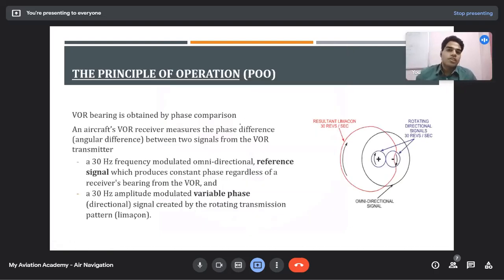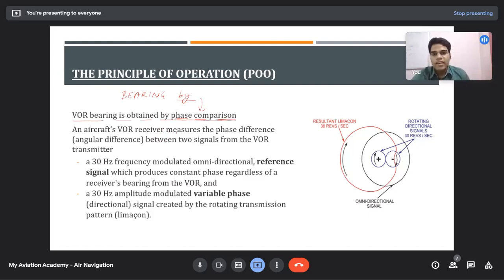The principle of operation. Let's discuss the not so interesting thing, principle of operation. The principle of operation of this is relatively simpler than the NDB, but we'll see how. The VOR bearing is obtained by phase comparison. Now this is also asked in DGCA. What is the principle of operation of a VOR? It is bearing by phase comparison. Okay, this is directly asked in DGCA. So what is phase comparison?